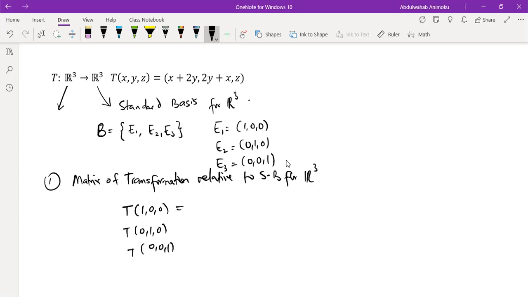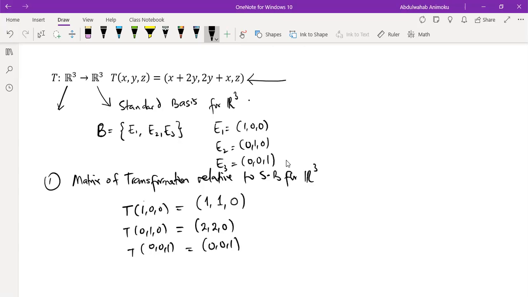When we do this, this basically means our x is 1, our y is 0, and our z is 0. So when we input that into this transformation here, the first component will be 1 plus 2 times 0, which is just 1. The second component would be 2 times 0 plus x, which is 1. So this is just 1, and then z is 0. Okay, we'll do the same thing for the rest. So T(0, 1, 0), quickly, it's going to be (2, 2, 0). And finally, T(0, 0, 1) would give us (0, 0, 1).